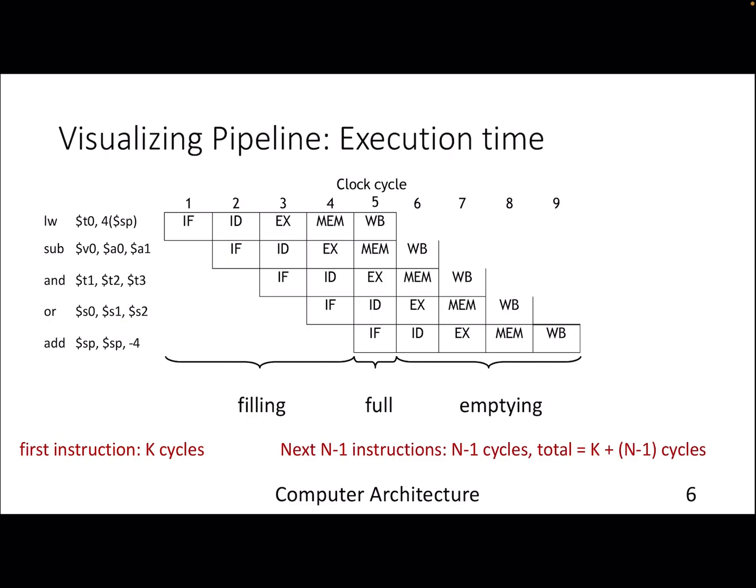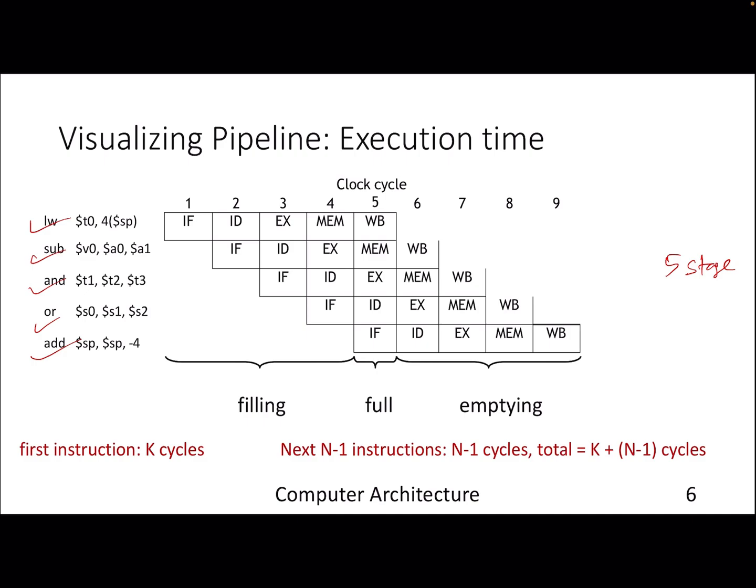So now if we bring the notion of throughput, right? If you look here, now we have 5 instructions, instruction 1, 2, 3, 4, 5. And we are dealing with a 5-stage pipeline.